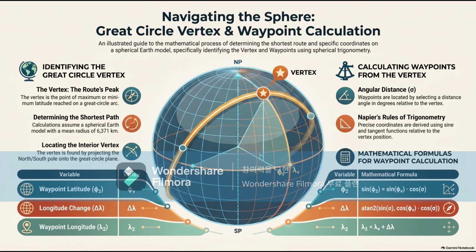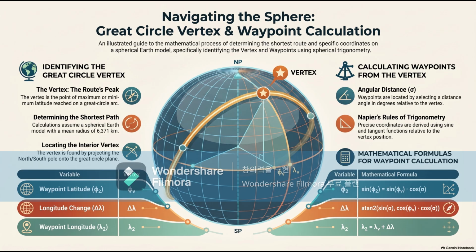But once the computer establishes that plane, it still needs to find the actual peak on the physical surface of the planet. Right, so it projects the poles. The code takes the coordinate of the North Pole or the South Pole and mathematically drops a line straight down onto our tilted flight plane. So it basically finds the single spot on our great circle that gets as physically close to the pole as the tilt will allow. Exactly. The computer just finds where the pole casts its shadow on our route, and that shadow is our vertex.